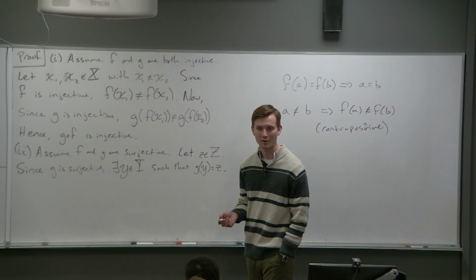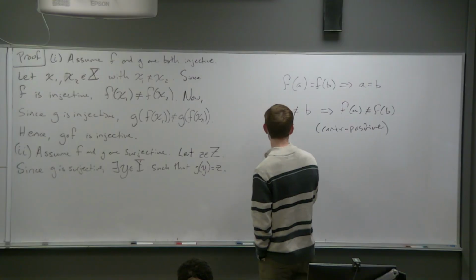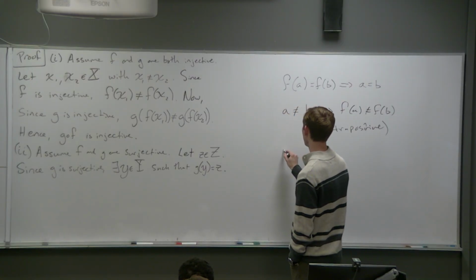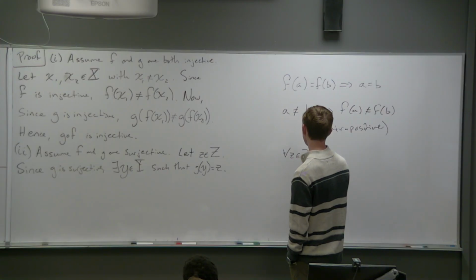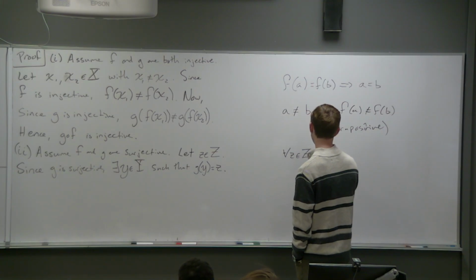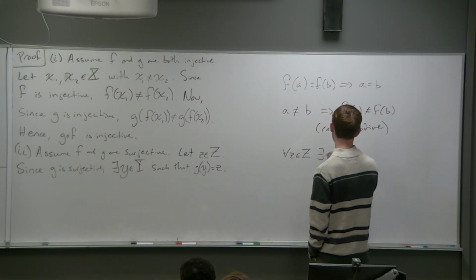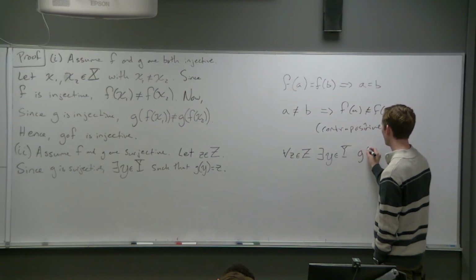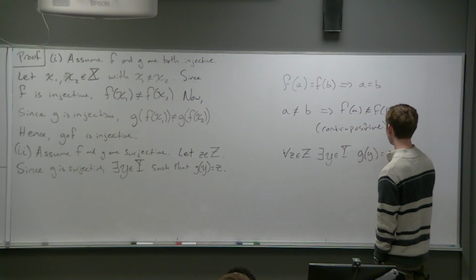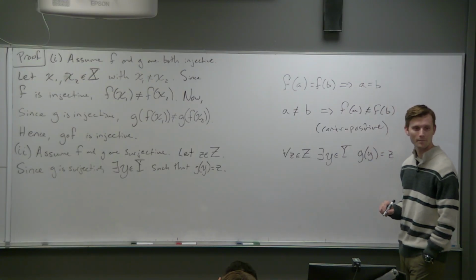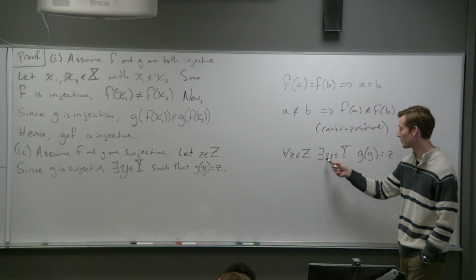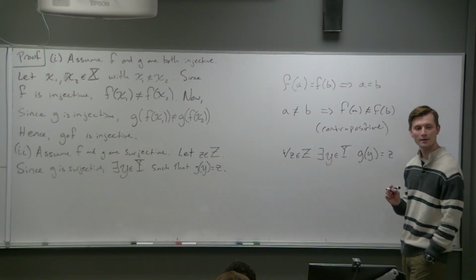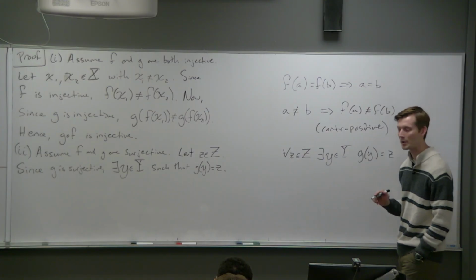Surjective means you hit everything, yeah? So surjective says for all z in big Z, there exists y in big Y such that g of y is equal to z. Yeah? So pick any z you want, you can find a y so that you get that z out. Cool. Okay.